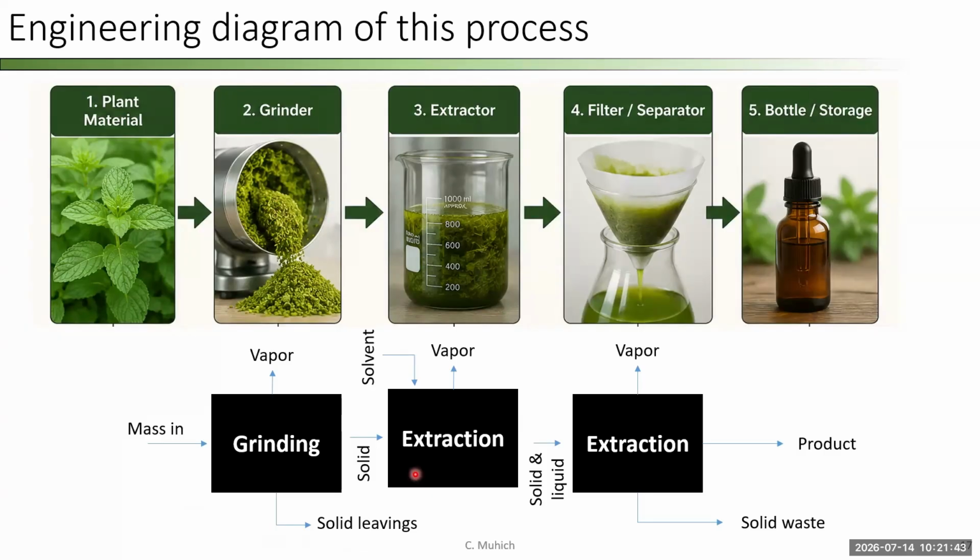If I'm doing a liquid extraction, the second unit operation, I have the solids coming in, some sort of solvent coming in. I have any vapor which is lost, and then I have the solid remnants of the leaves and the liquid, which will move to our secondary extraction step. Here I'm doing this separation via a filter. Again, we have a vapor loss, and we have any solid waste which is caught in this filter, and our final product, which is what we want.